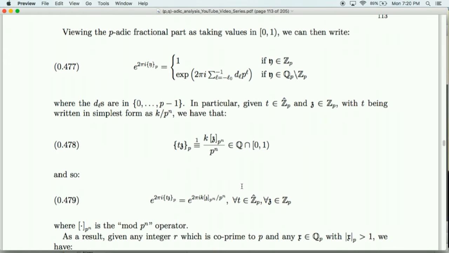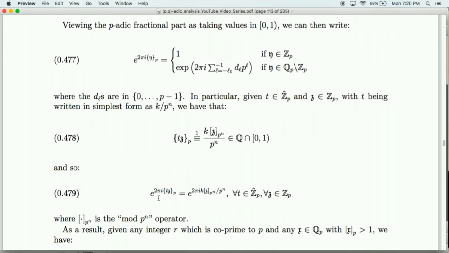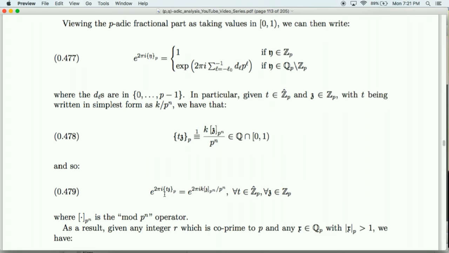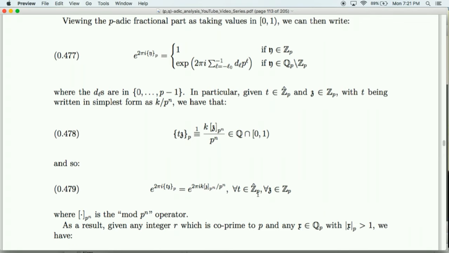So with this notation, we then have that e to the 2 pi I times the fractional part of tz is e to the 2 pi I times the numerator of t times z mod the denominator of t, divided by the denominator of t.